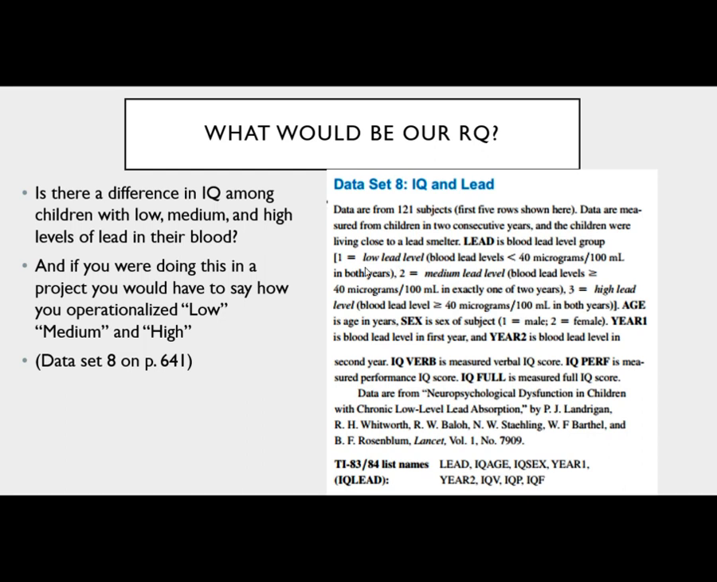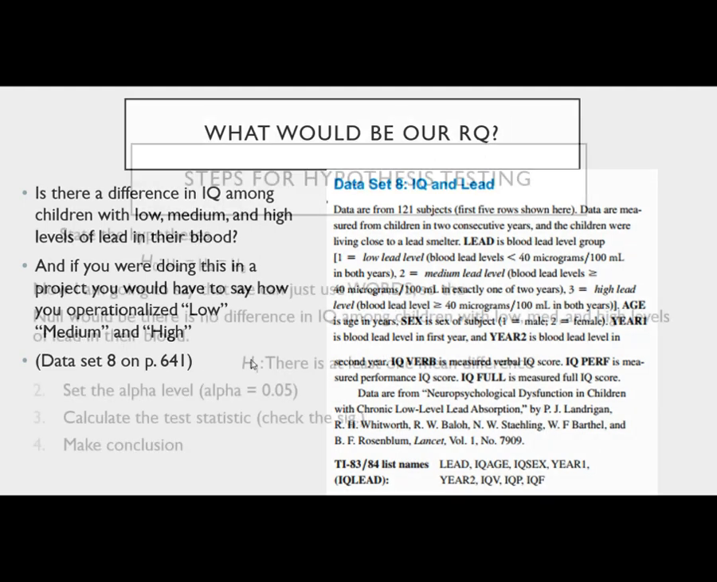Lead is the blood level group. 1 is equal to low if blood lead levels were less than 40 micrograms per 100 milliliters in both years, medium, et cetera, et cetera. So they operationalized what they meant by low, medium, and high.